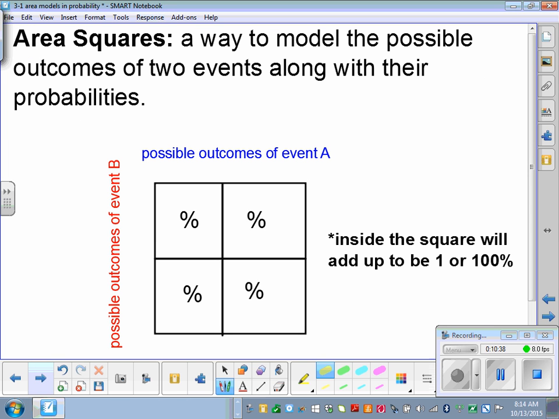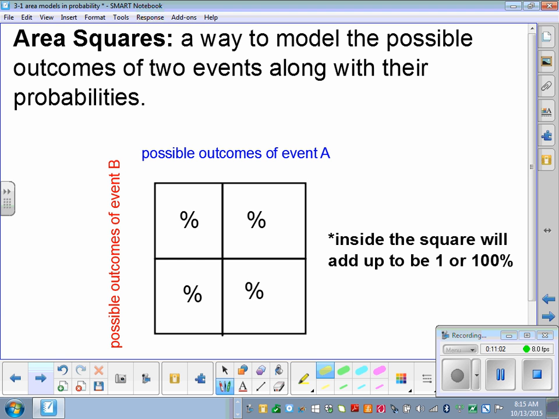Okay, so we're going to be dealing with area squares. Area squares, they're not a rule or anything. It's just a way to model the possible outcomes of two events, along with their probabilities. So we're just going to learn how to draw these area models because I use them all the time. You will see them on the end of level. I saw so much probability on that end of level test, and I saw tons of area squares. So this will be really good for you guys.